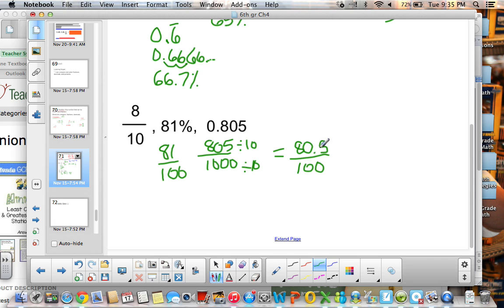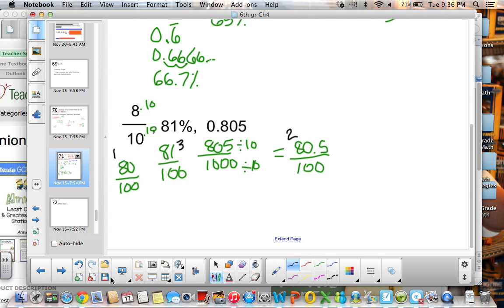And 8/10, we know that 10 times 10 is 100. So if we do 8 times 10, we can convert that to 80 hundredths. And now our numbers are very close. We have 80 hundredths, 80.5 hundredths, and 81 hundredths. So we know that this is the smallest, then this, because 80.5 is right in between 80 and 81, and then that would be our third.